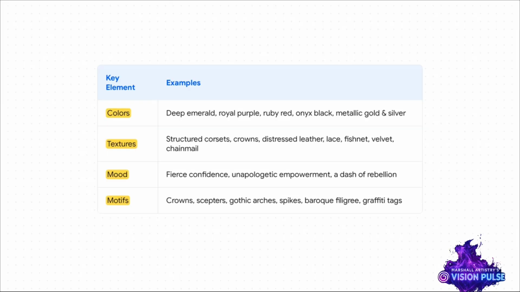You know, what makes this so effective is how all these different elements clash and combine in such a cool way. You're taking these deep, rich jewel tones, we're talking emeralds, rubies, royal purples, and you're pairing them with the gritty textures of distressed leather, fishnet, and spikes. It's that amazing contrast, right? A velvet corset next to chainmail, or a golden crown right beside some graffiti tags. It's that combination that creates the signature mood, just fierce, unapologetic, and totally empowered.